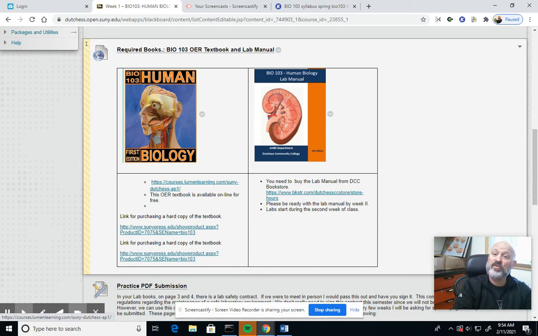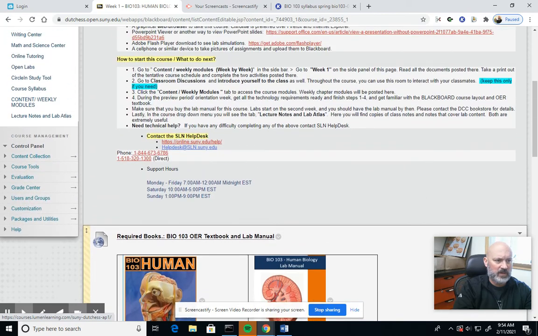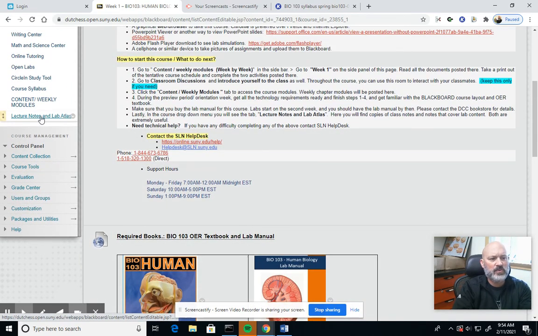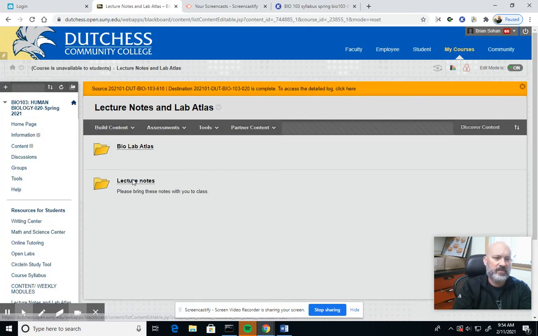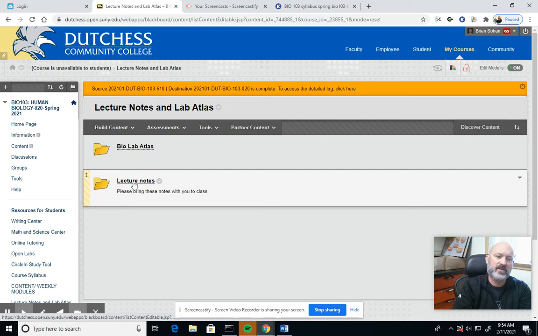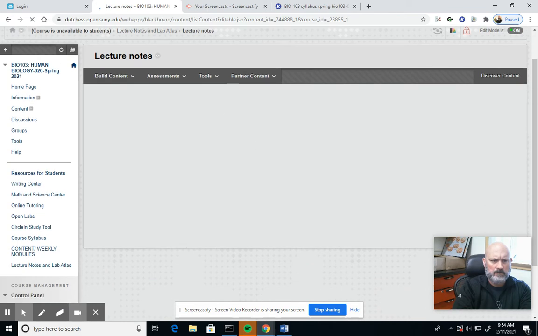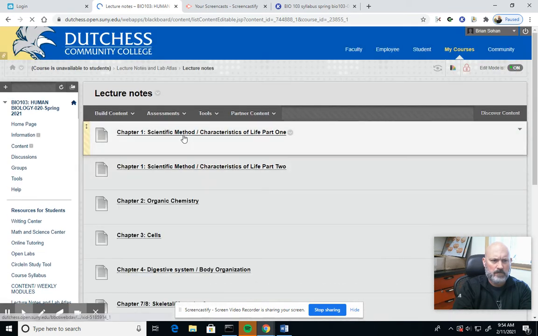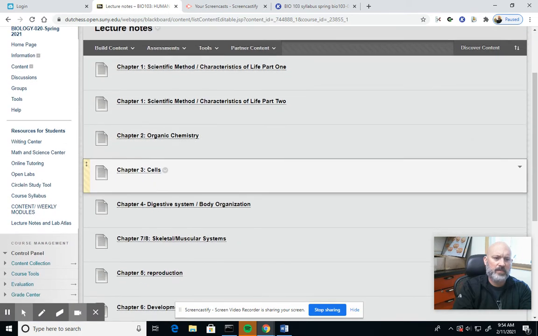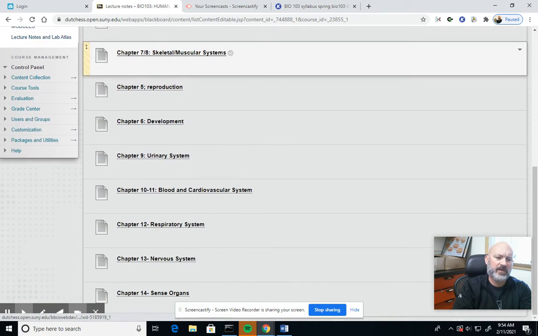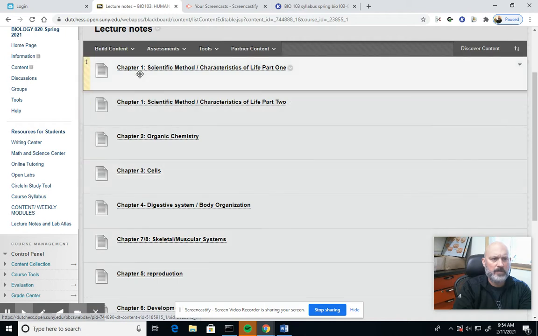Where are the notes? Well, if you go over here, it says lecture notes and lab atlas. This is an important little bit of information. All the notes are in here. It says lecture notes. And they're all in the form of PowerPoint presentations. Okay, it takes a minute for them to come up. And they're organized by chapter.